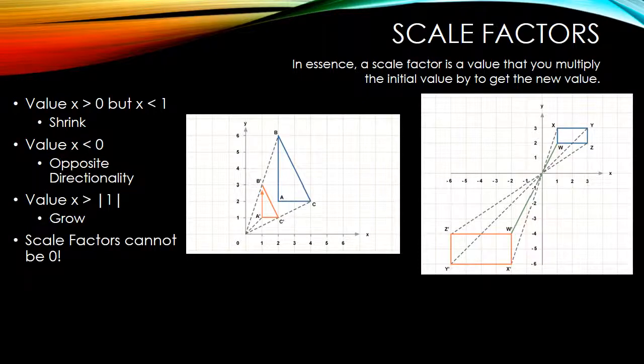Finally, you cannot have scale factors of 0. And that has to do with the fact that whenever you multiply any value by 0, you get 0. And so if I were to take a scale factor and have it as 0, any value that I multiply that by will be nothing. It will be 0, an empty set.